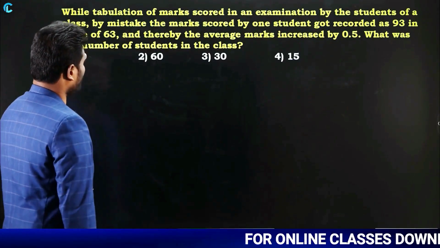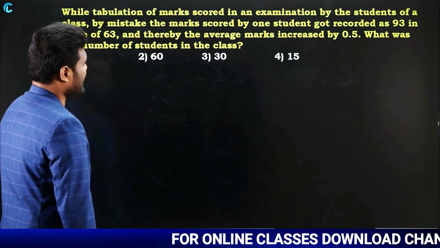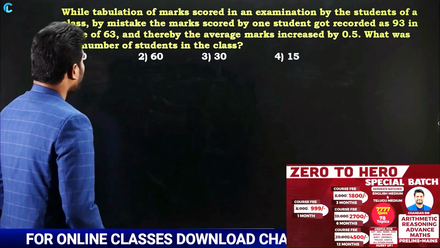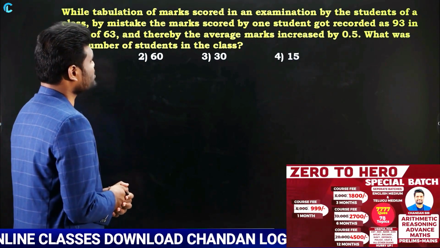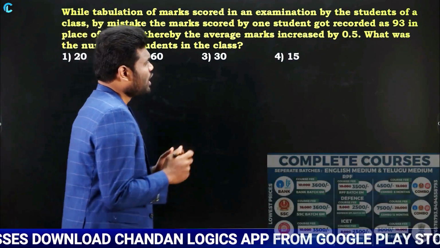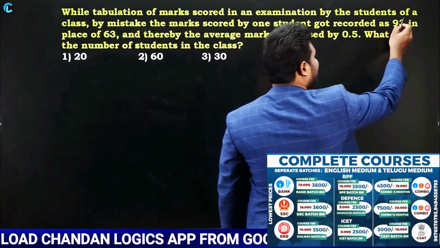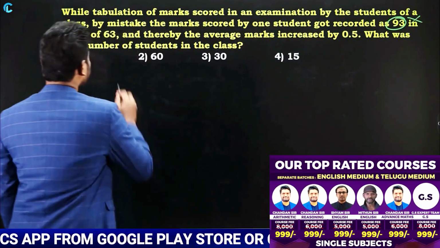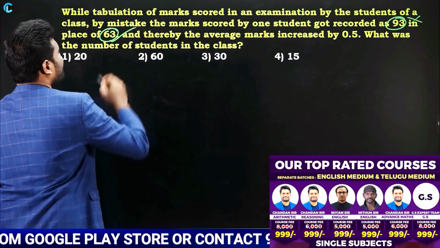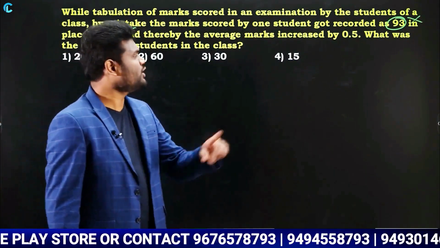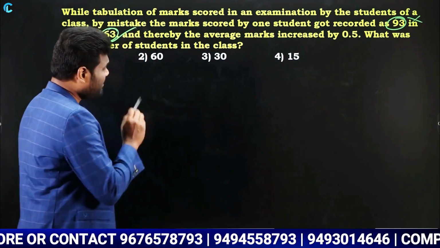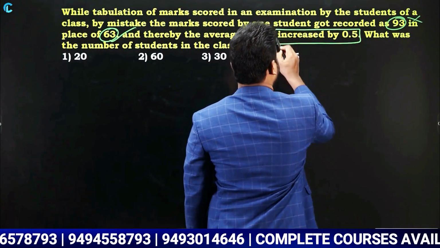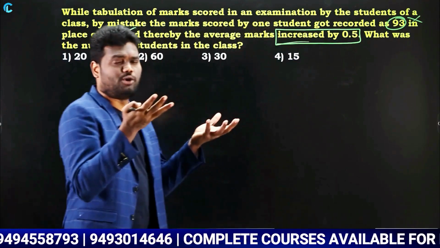While tabulating the marks scored in an examination by the students of a class, the marks scored by one student were mistakenly recorded as 93. This is wrongly noted as 93 in place of 63. The correct value is 63, but it is wrongly noted as 93. Thereby the average marks increased by 0.5. So the average increased by 0.5.